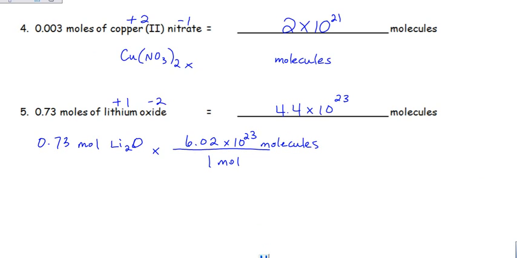Copper nitrate. Copper is +2, nitrate is -1. So I did write the formula, but in reality, I don't really need it. I need to know how many moles I have. 0.003 moles of particles, whatever that particle might be. And then I set up my proportion. I want to cancel the unit that I started with, moles, and switch it to molecules. There should be 6.02 times 10 to the 23rd molecules in 1 mole of anything. My units should cancel, moles and moles. And again, I just multiply across.